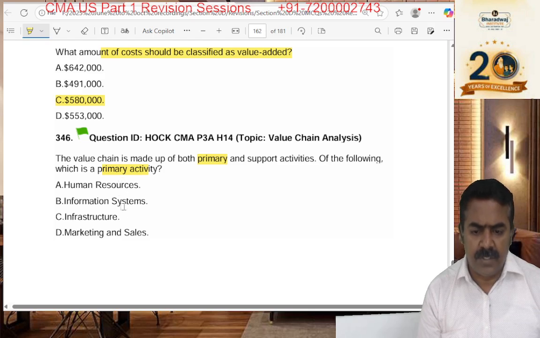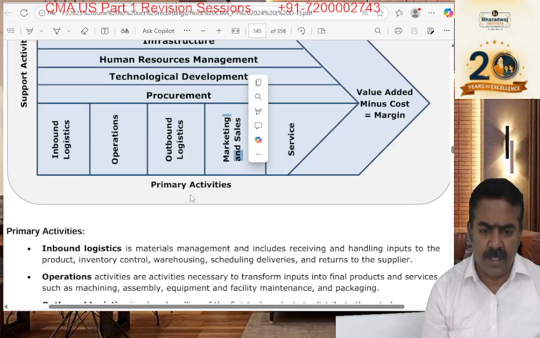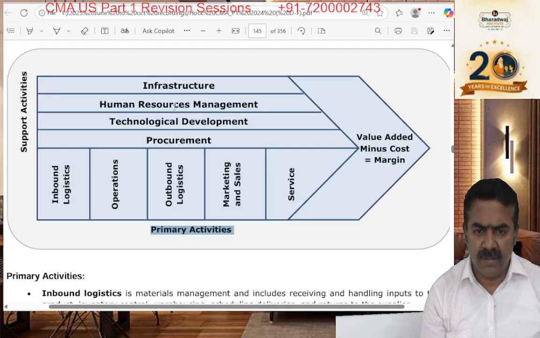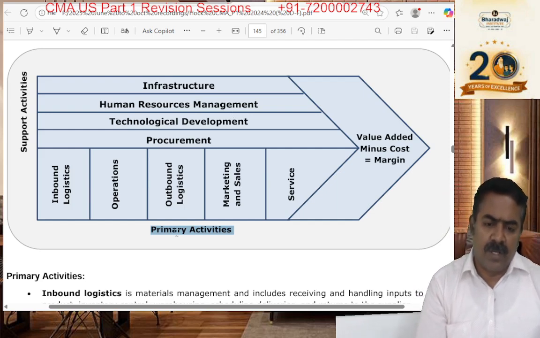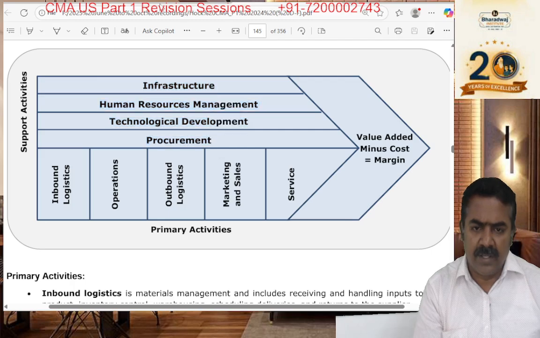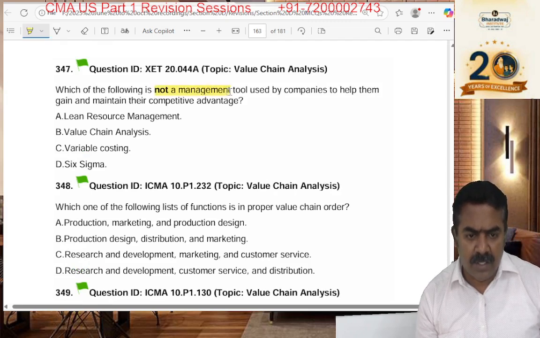Human resources, information system, infrastructure, etc. are called as which one? Support activities. Marketing and sales is part of production, that is part of primary activities. You can find marketing and sales are part of which activity? Primary activity. Inbound operations, outbound logistics, marketing and sales and service are part of which one? Your primary activity. Other things are support activities. Which is not a management tool used by companies to help them gain and maintain competitive advantage?